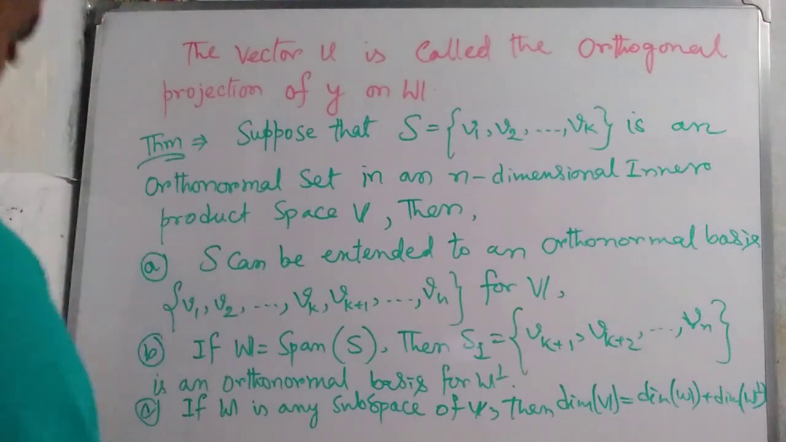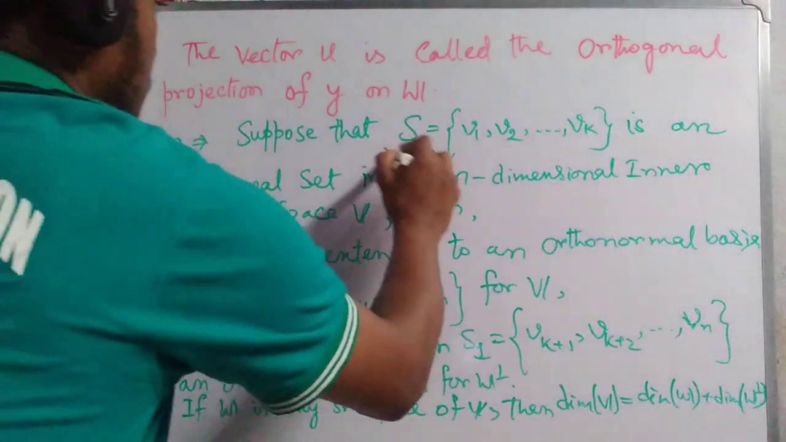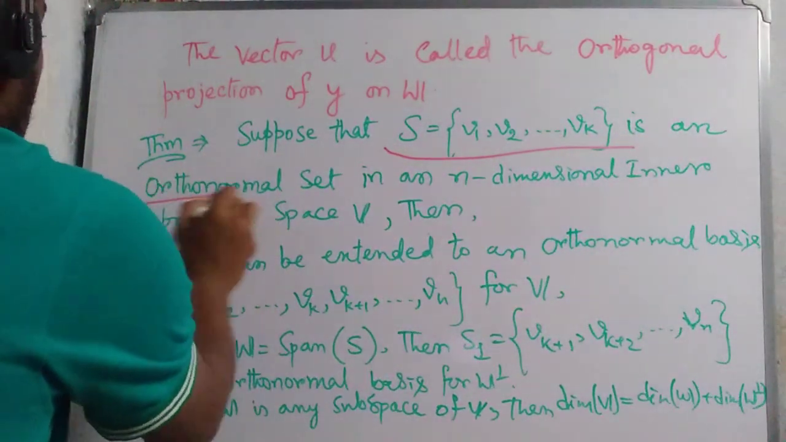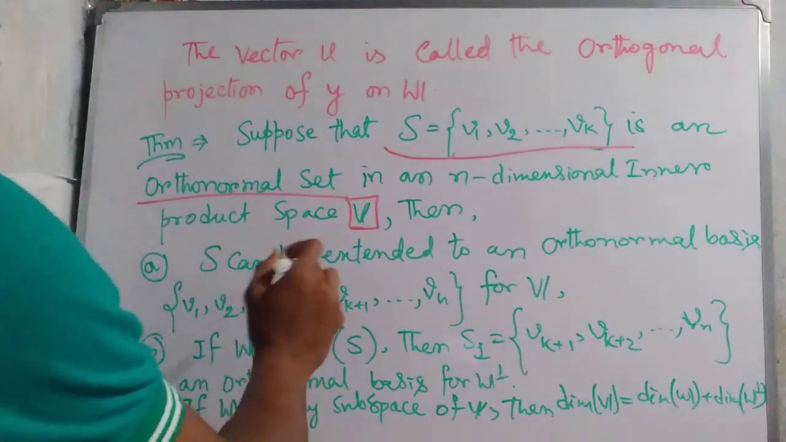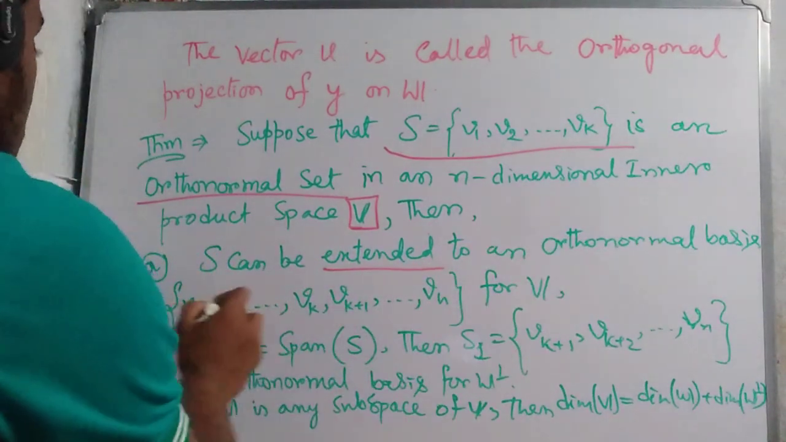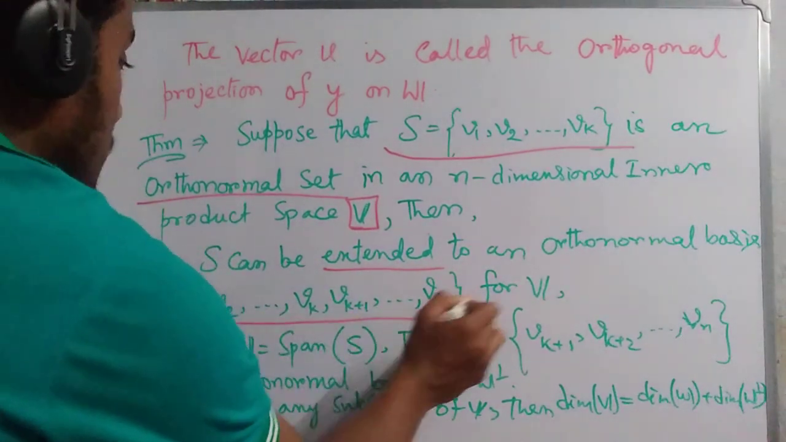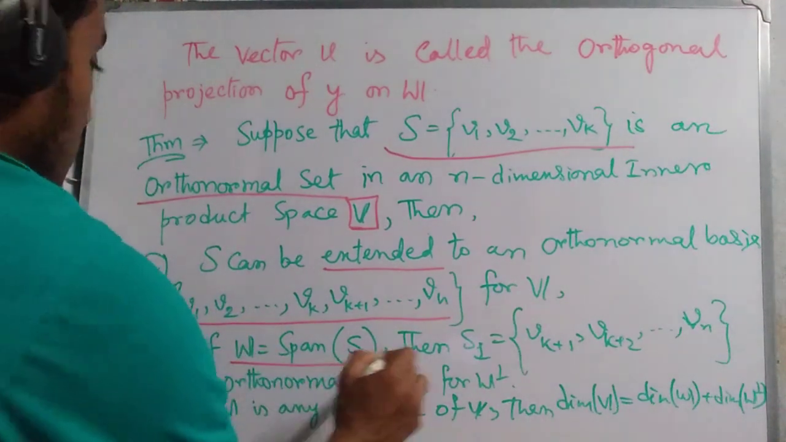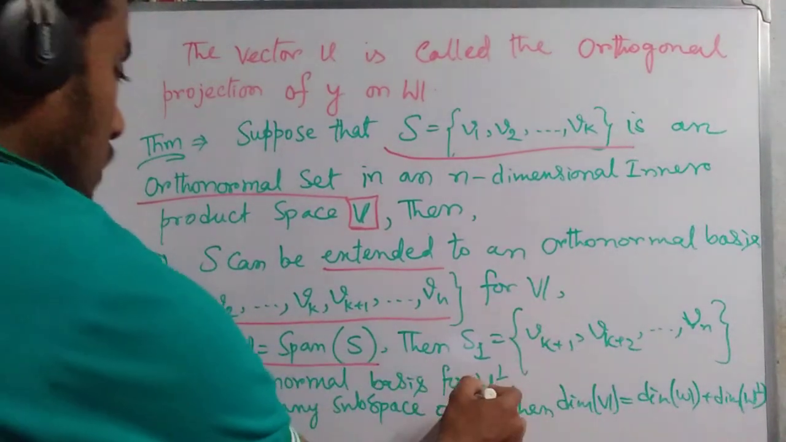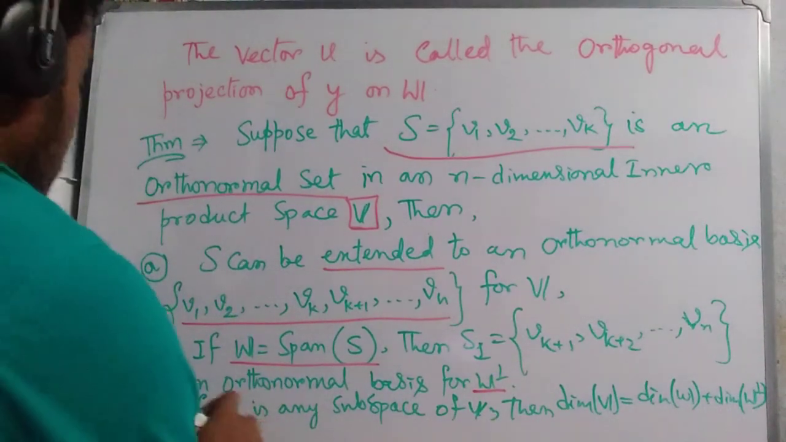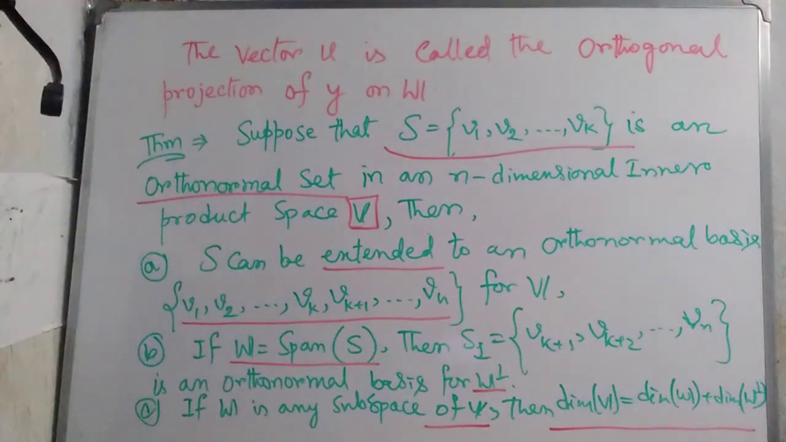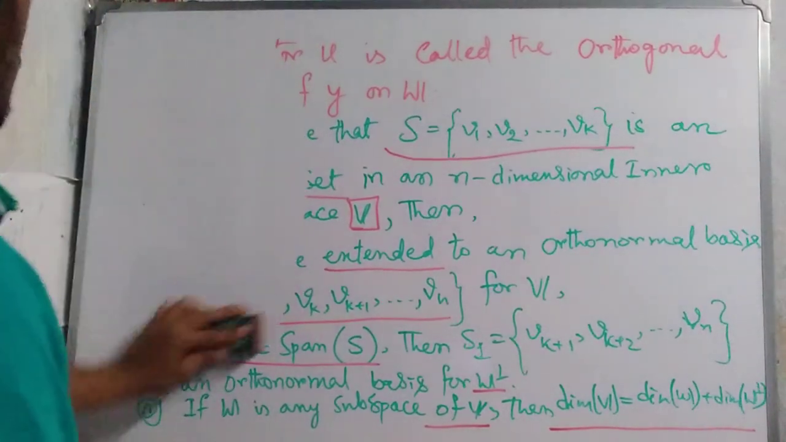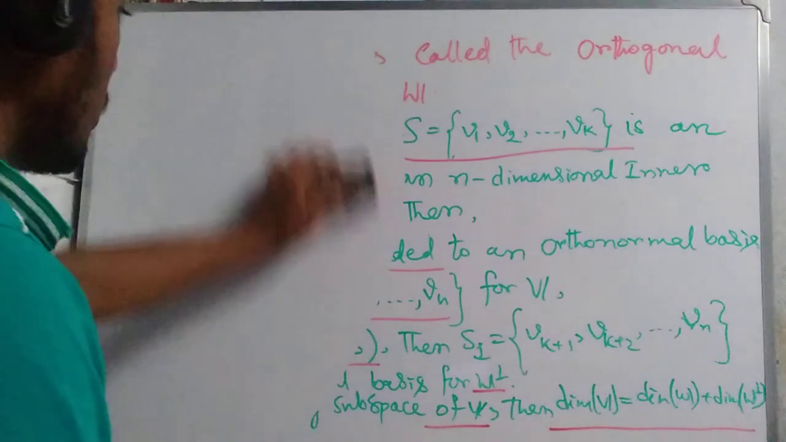Now we also discuss this one. Here S = {v1, v2, ..., vk} is an orthonormal set in an n-dimensional inner product space V, and then S can be extended to an orthonormal basis {v1, v2, ..., vn} for V. If W equals span of S, then S1 is an orthonormal basis for W perp. If W is a subspace of V, then dimension of V equals dimension of W plus dimension of W perp. Now we erase that portion and go on to further discussion. That means we are going to prove this.